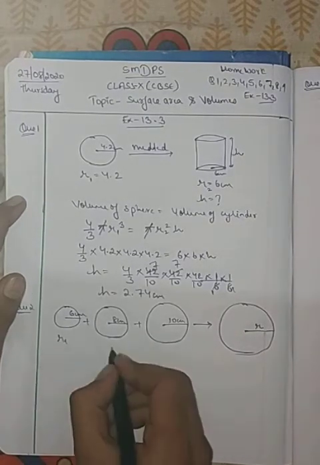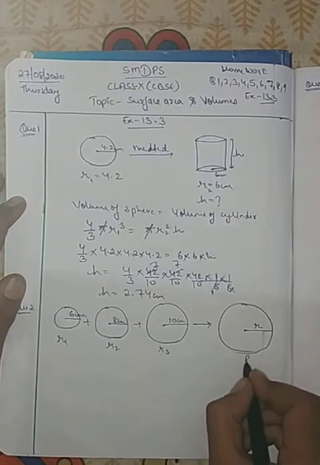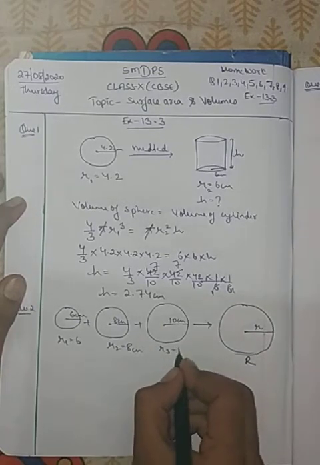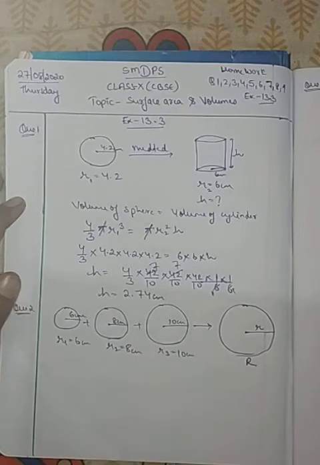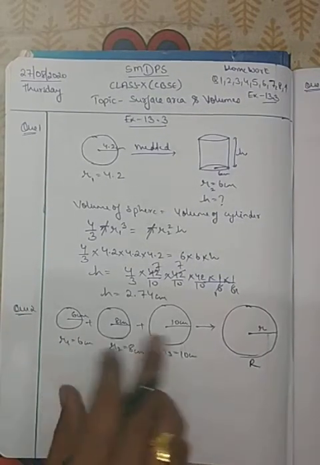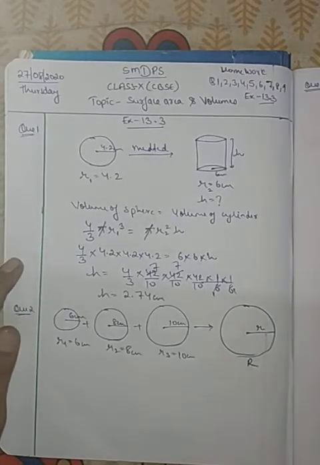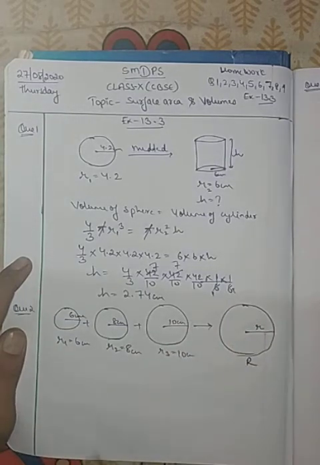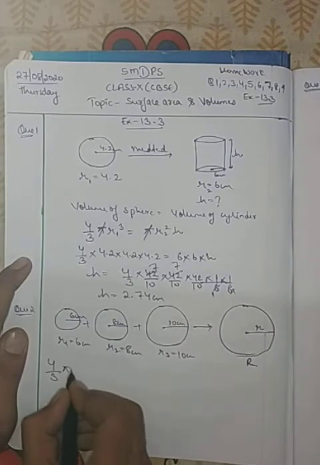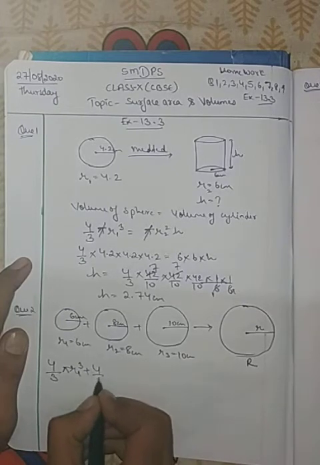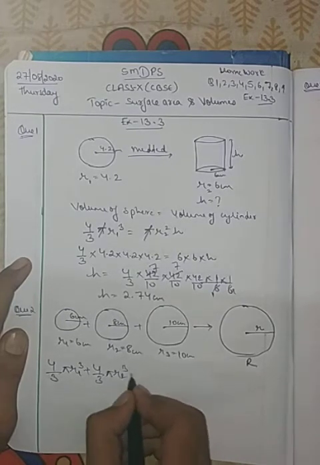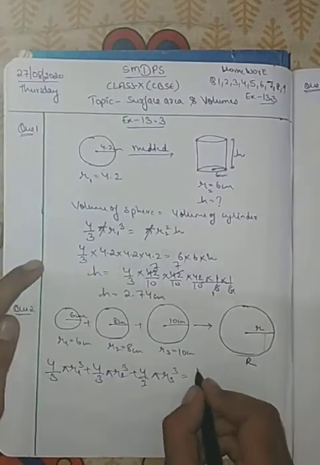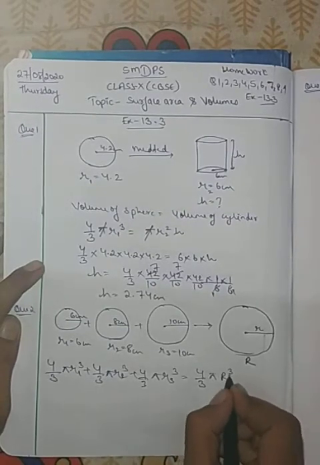Let radius of these be r1, r2, r3 and this radius is capital R. r1 is 6, r2 is 8 centimeter, r3 is 10 centimeter. Now you already know that melting these three we will get a big sphere. Means the sum of volume of these three will give us the big sphere. So 4 upon 3 pi r1 cube plus 4 upon 3 pi r2 cube plus 4 upon 3 pi r3 cube is equal to 4 upon 3 pi capital R cube.